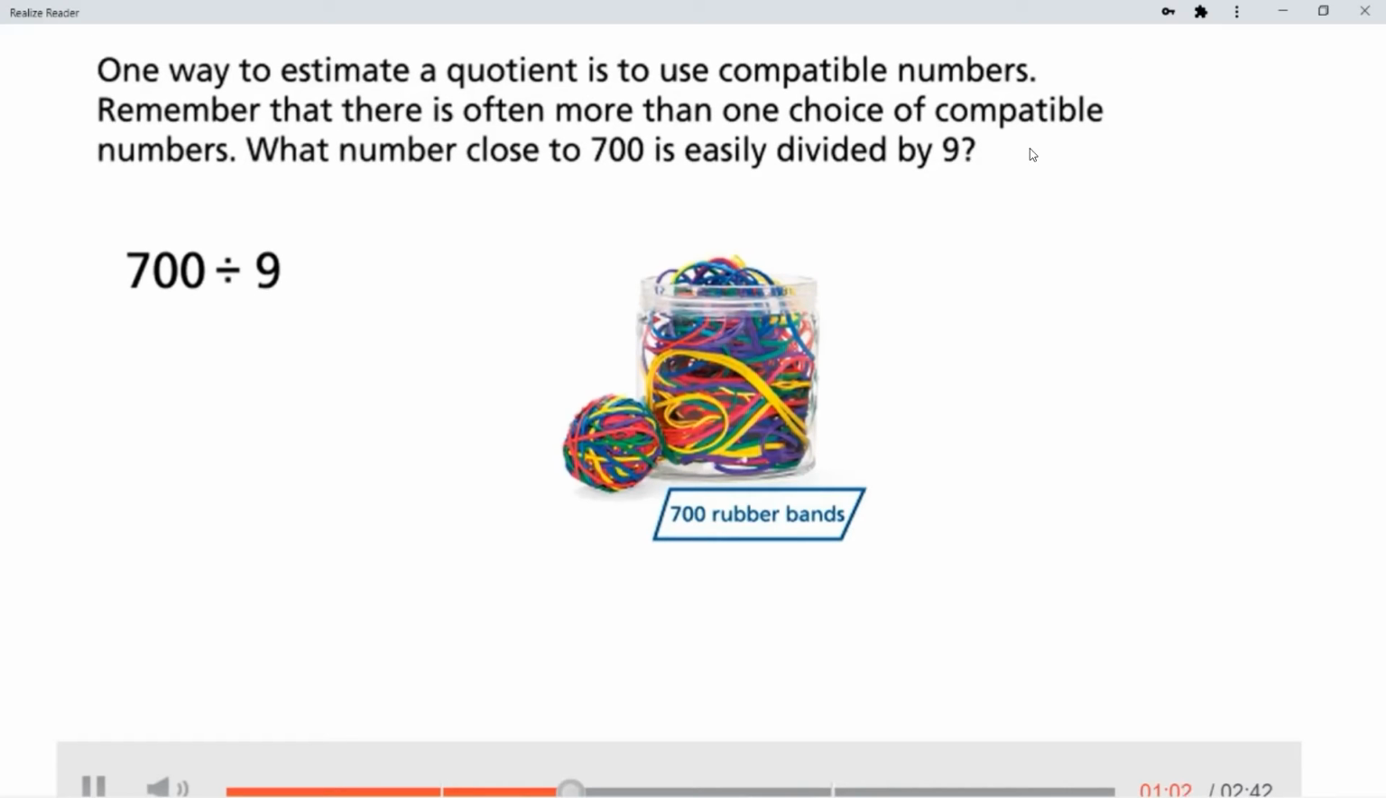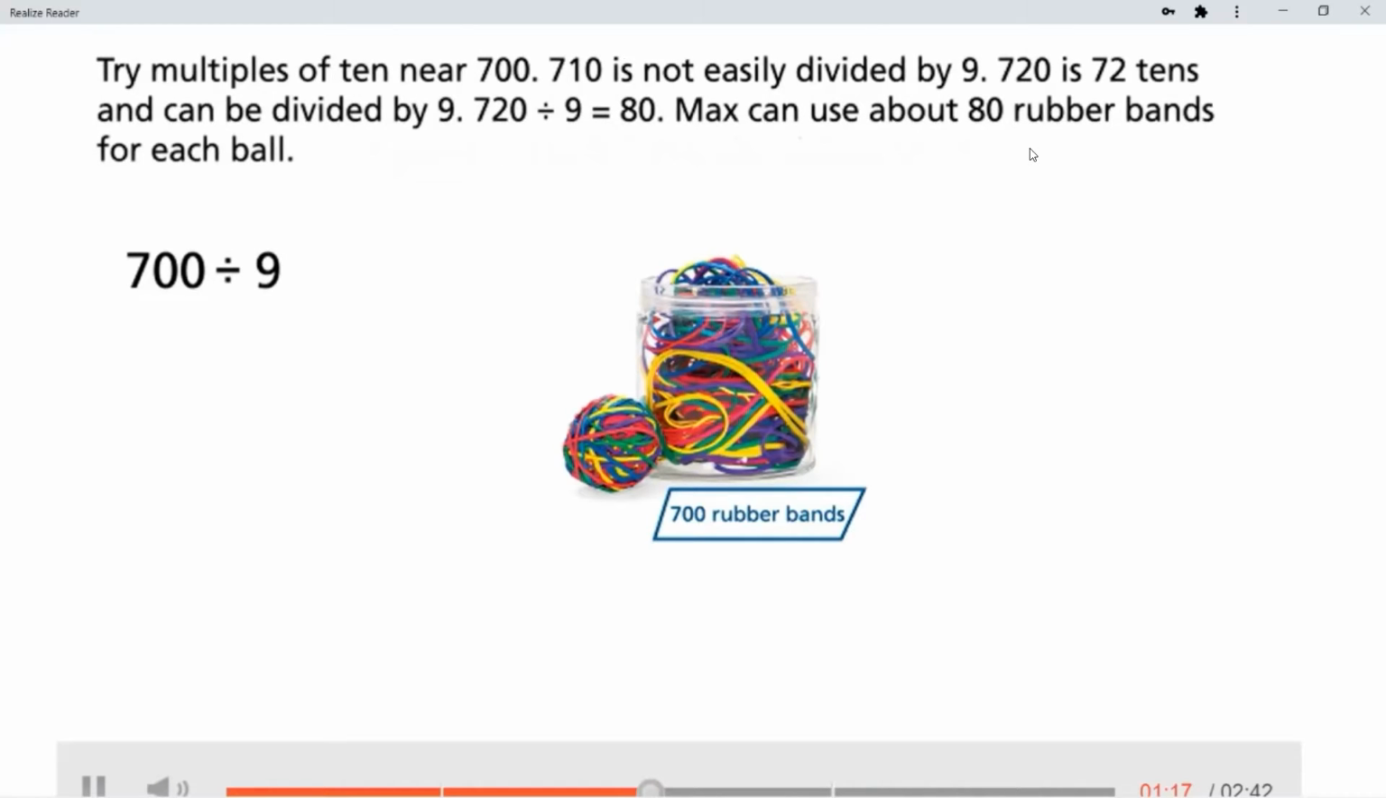One way to estimate a quotient is to use compatible numbers. Remember that there is often more than one choice of compatible numbers. What number close to 700 is easily divided by 9? Try multiples of 10 near 700. 710 is not easily divided by 9. 720 is 72 tens and can be divided by 9. 720 divided by 9 equals 80. Max can use about 80 rubber bands for each ball.